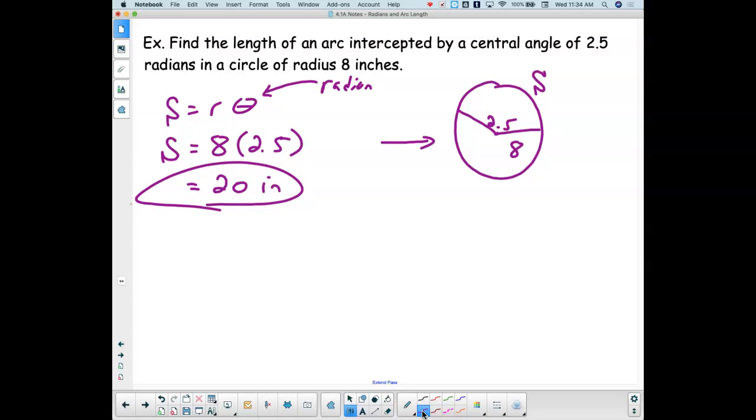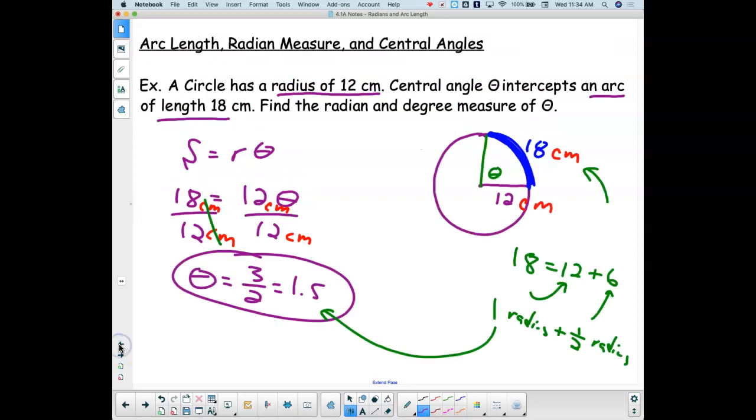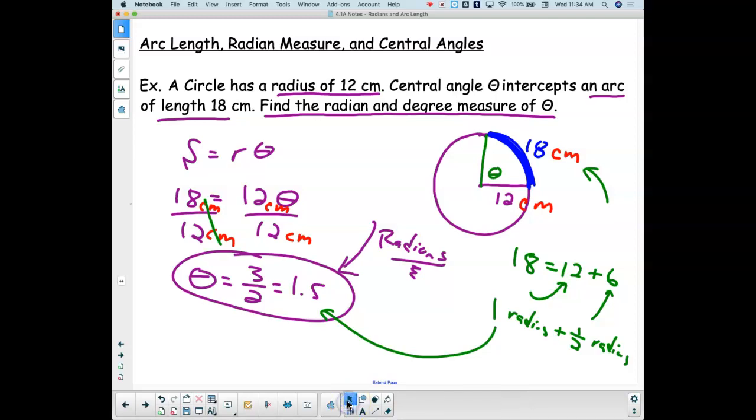Cool. All right. Hey, I messed up on the last one. Sorry. Let's hit the rewind button. I didn't do a very good job reading my question. It said find the radian and degree measure of theta. I come down here. What did I find? I just found radians. So now let's go back and find the degree one. Sorry about that. You guys probably noticed that. Hit pause. You guys find that degree measurement. How do I go from radians to degrees? Go for it.